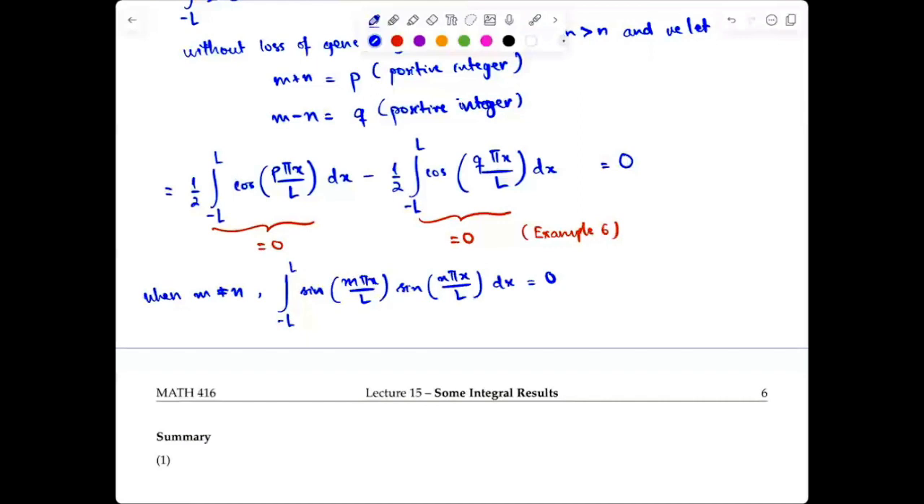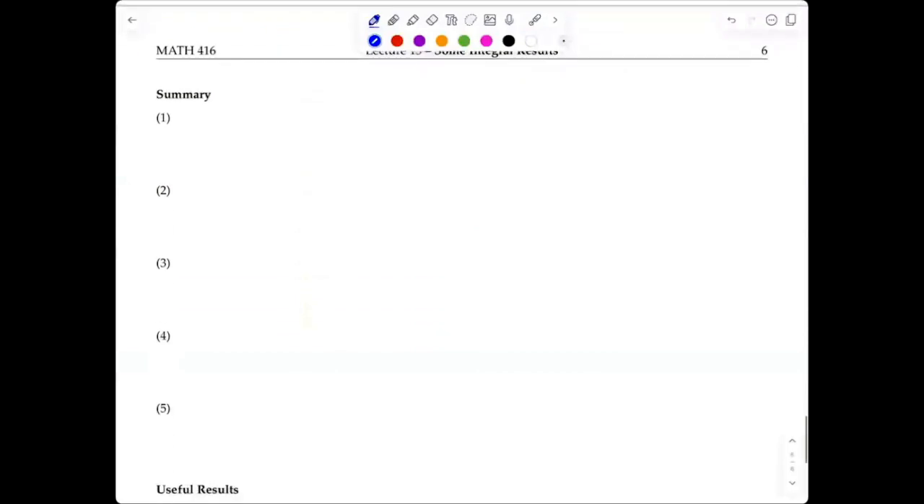Now, on the next page, I'm going to write the summary of all the results that we get for the integral evaluations. The first integral evaluation is the integral from negative L to L of sine of n pi x over L dx. The argument for this is that when you evaluate the integral of an odd function over a symmetrical domain, you get the result to be 0. The second integral result is the integral from negative L to L of cosine of n pi x over L dx.